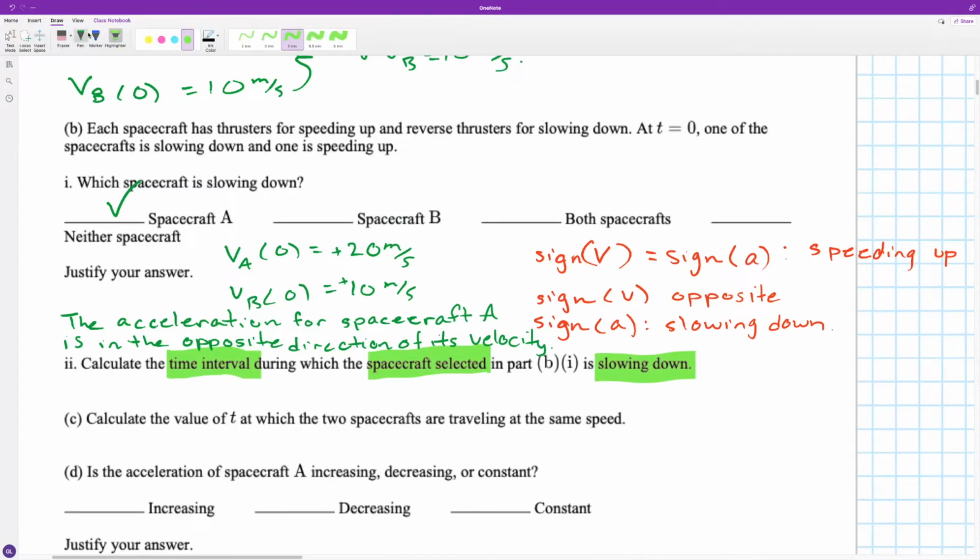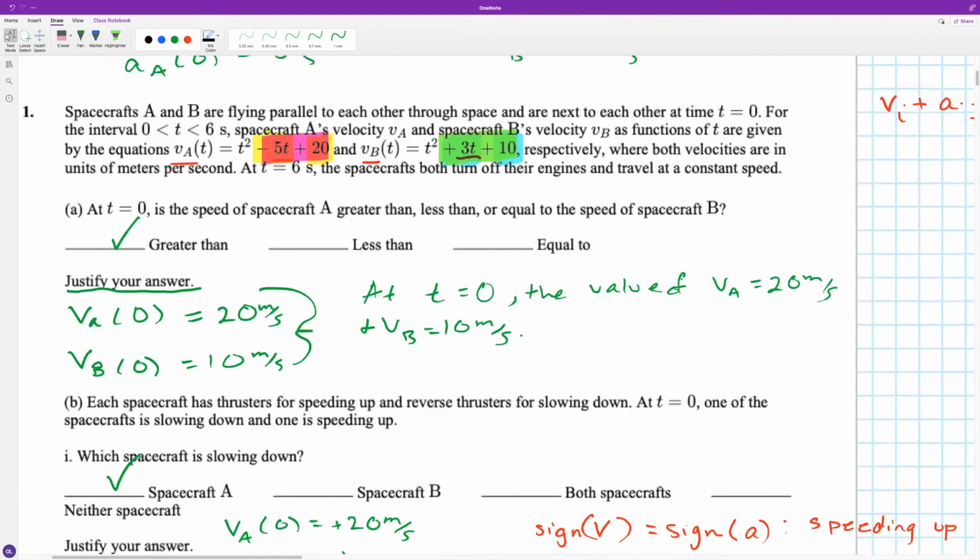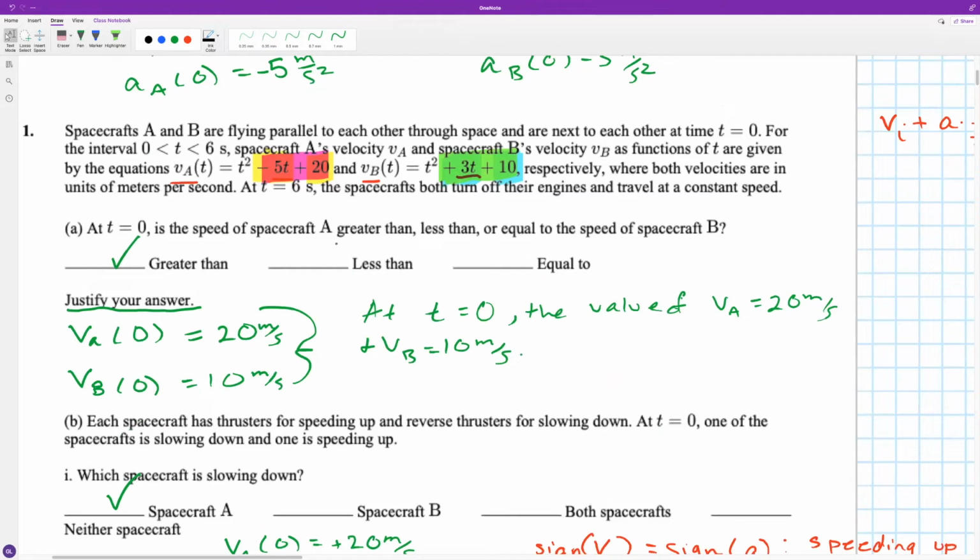Where is my draw? Okay, sorry, I was just trying to bring back, for instance, we're talking about spacecraft A. I'm going to work off to the side here just because I don't have enough space to maintain legibility. But I'm going to go ahead and copy down the velocity equation for spacecraft A.